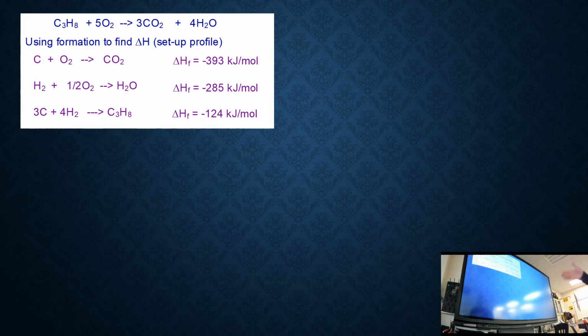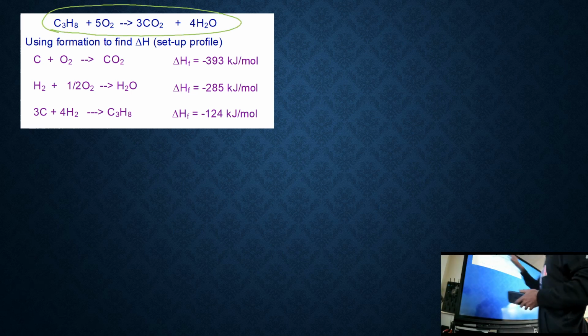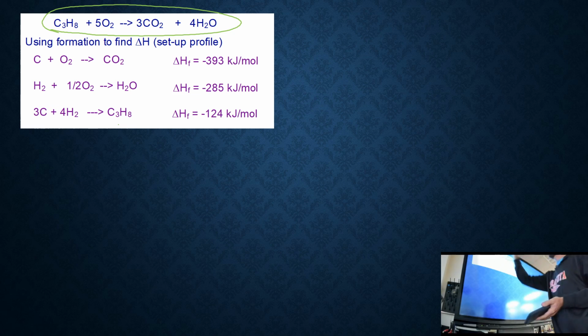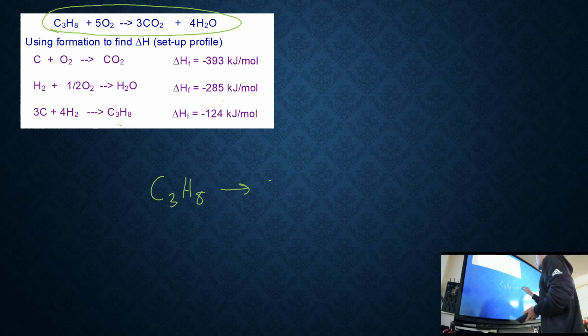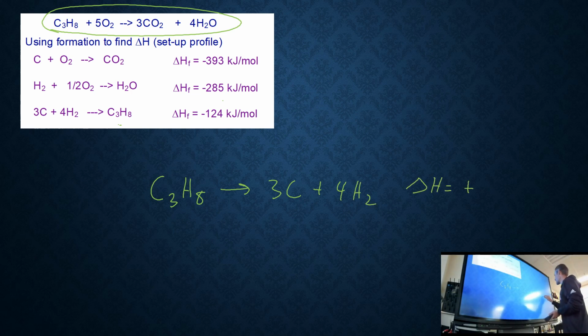All right, we'll take the same reaction we did with propane, and instead of using graph, we're going to use Hess's law. And I think we'll change colors a little bit. Let's go to green. So this is what we want. We want propane. So we start with propane, and that's going to be our third reaction. But since propane is a reactant, we need to flip our third reaction to make it a reactant. So C3H8 yields 3 carbon, 4H2. Delta H is positive 124. Okay, because we flipped it.